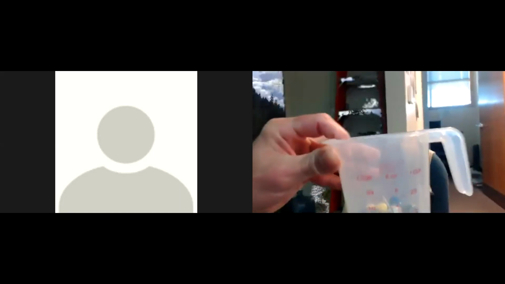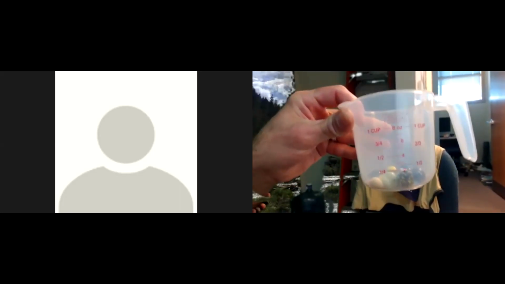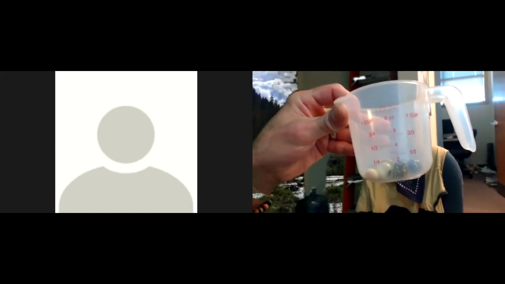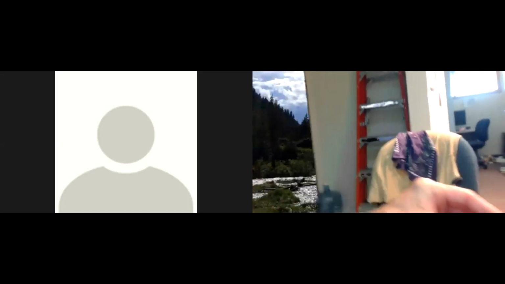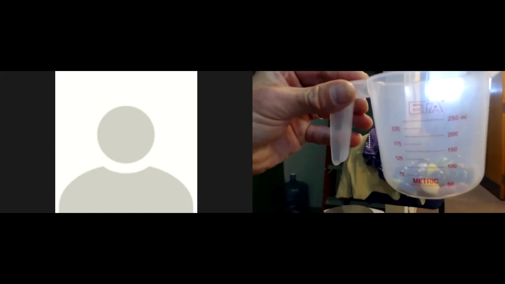Now liquid stuff, most people have a measuring cup, and measuring cups will often have cups on one side and maybe milliliters on the other side. So if you don't have a measuring cup, ask around for family and friends in the region, see if you can borrow one. You're gonna need it this week.